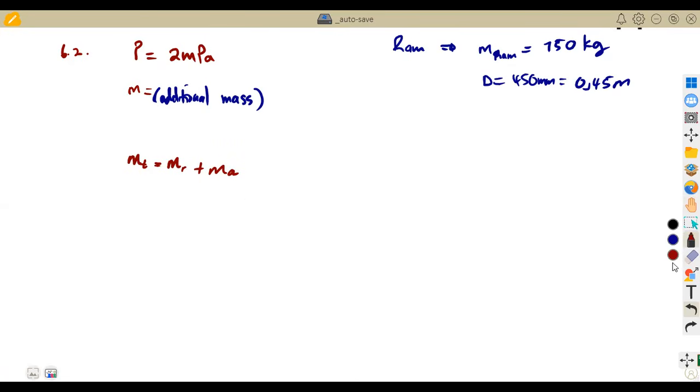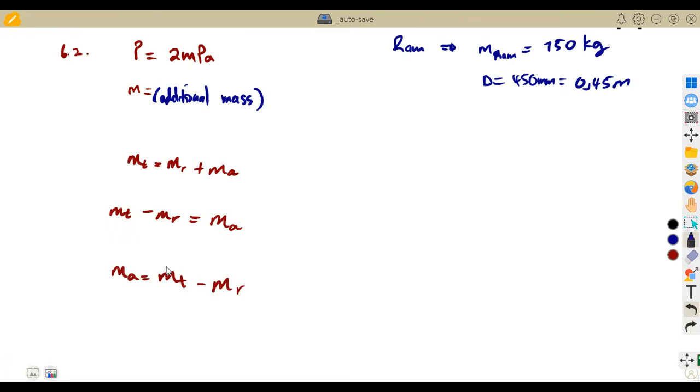We need to calculate the additional mass that was added, this one. So it means we can make it the subject: if we have the total mass minus the mass on the RAM, we are going to have the additional mass. So this is the formula that we are going to use to find our additional mass. That is, the additional mass is the total mass minus the mass from the RAM.